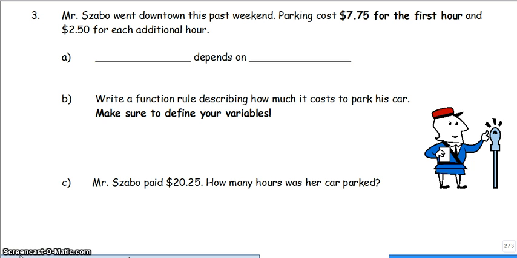Number 3 says that Mr. Szabo went downtown this past weekend. The parking cost $7.75 for the first hour and $2.50 for each additional hour. So our function rule that we have to write here is going to have a dependent statement. The parking cost will depend on the number of hours.